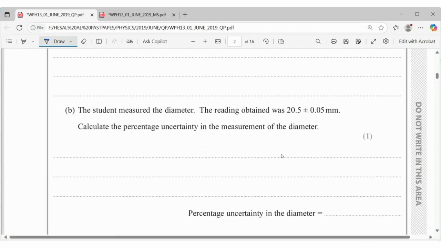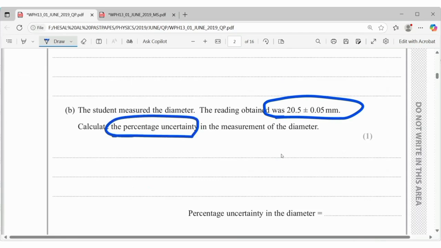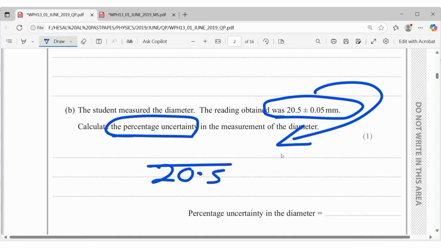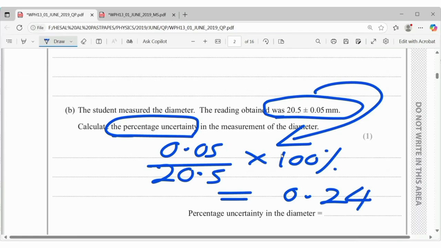B part, the student measured the diameter. The reading obtained is the value given in here. Calculate the percentage uncertainty in the measuring of the diameter. How do we deal with this kind of data? Here, we can see the real value is 20.5. Here, uncertainty is 0.05. We can get the percentage. Here, you get the answer as 0.24%.